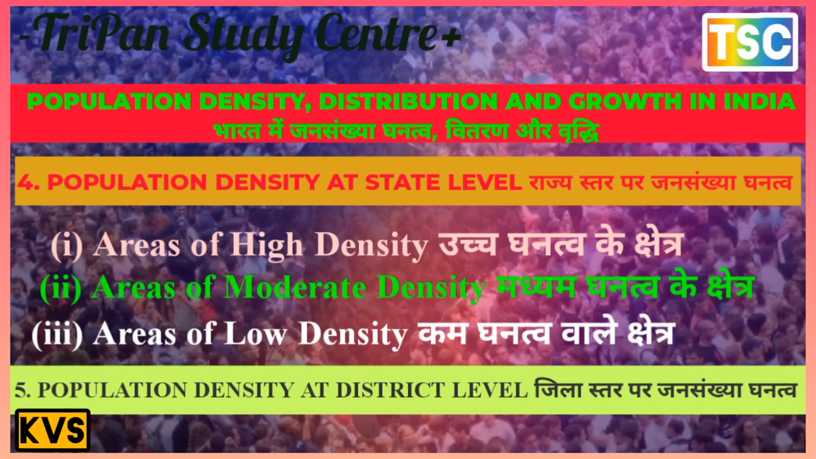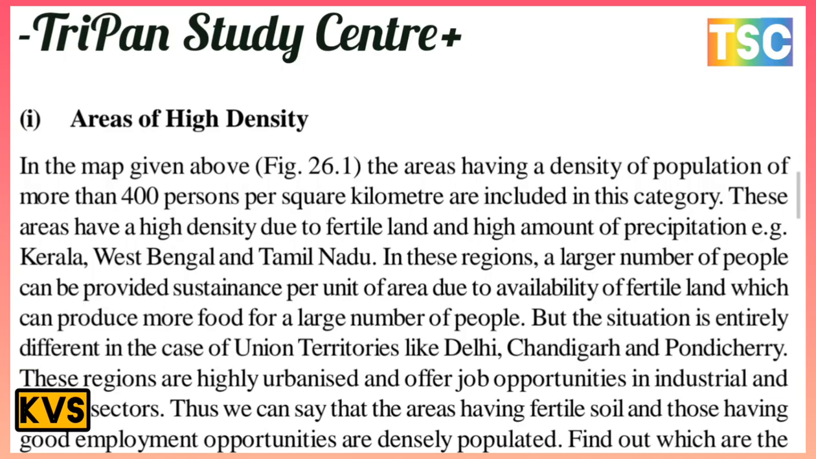In the map given here, the areas having a density of population of more than 400 persons per square kilometer are included in this category. These areas have a high density due to fertile land and a high amount of precipitation. Examples are Kerala, West Bengal, and Tamil Nadu. In this region, a large number of people can be supported per unit of area due to fertile land, which can produce more food for a large number of people.